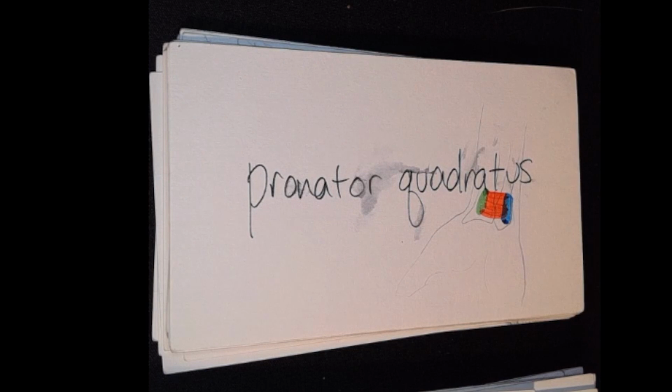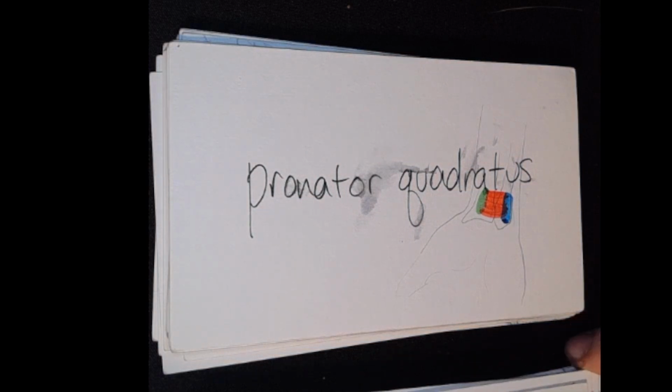Pronator quadratus. Origin, distal quarter of ulna. Insertion, distal quarter of radius. Action, radio-ulnar pronation. Innervation, median nerve.